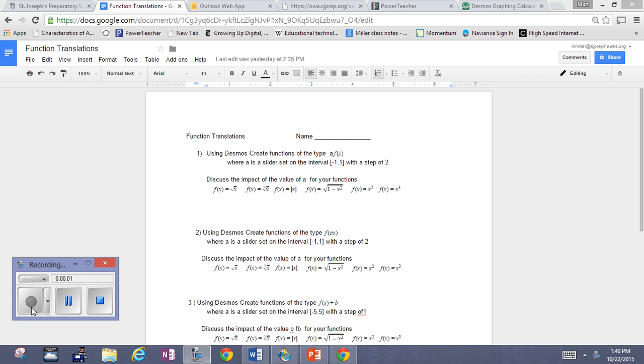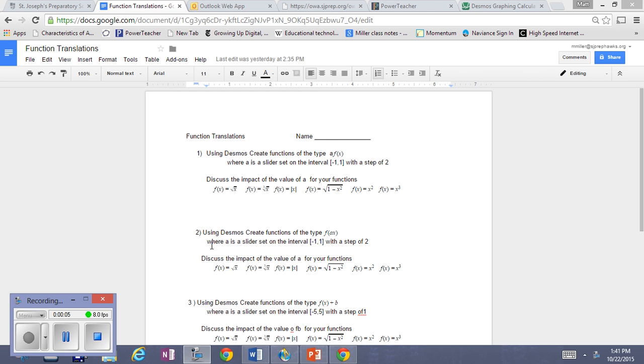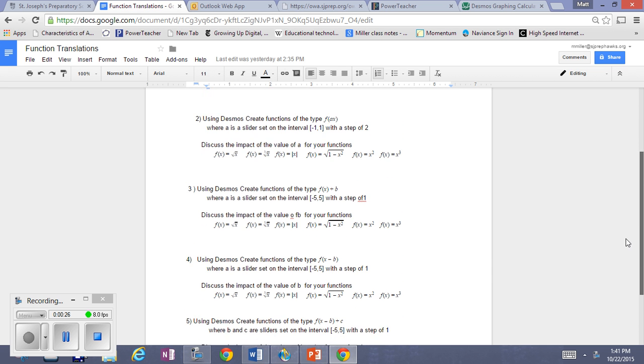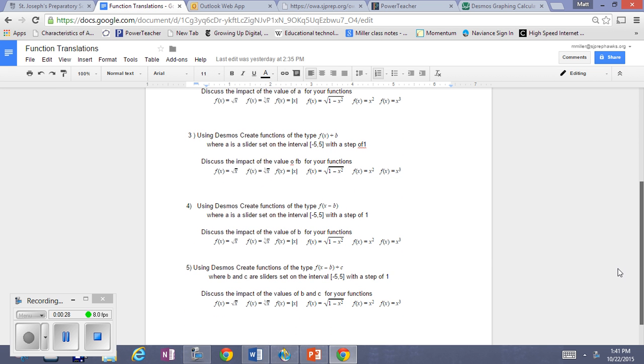All right, guys, here we go. I want you to do this worksheet that's in your Google Drive, called Function Translations. We are exploring what happens to some of our basic functions as we implement some changes on them. So we're saying a times f of x, f of ax, f of x plus b, f of x minus b, and then a combination, f of x minus b plus c.